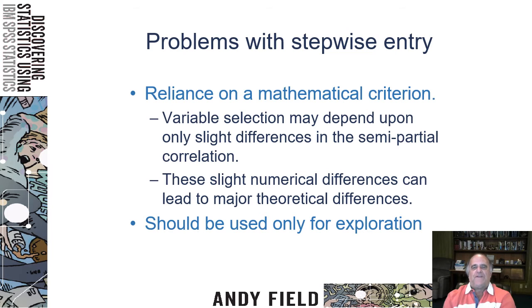Okay, according to Field, the problems with stepwise entry are a reliance on a mathematical criterion. Variable selection may depend upon only slight differences in the semi-partial correlation, and these slight numerical differences can lead to major theoretical differences. So he suggests it should be used only for exploration. But again, I would probably argue most researchers are doing exploration. If that's what he's arguing, then stepwise might be the best in many situations.